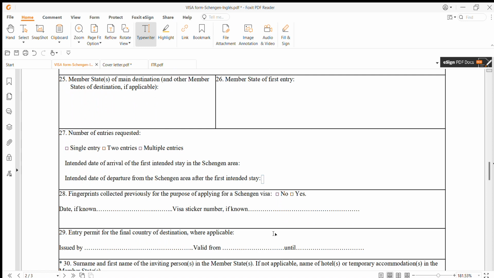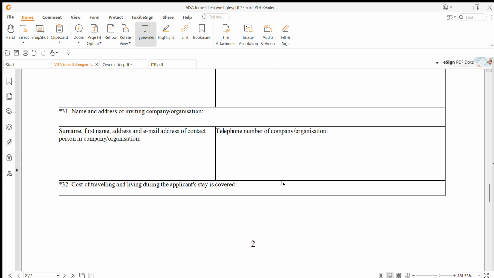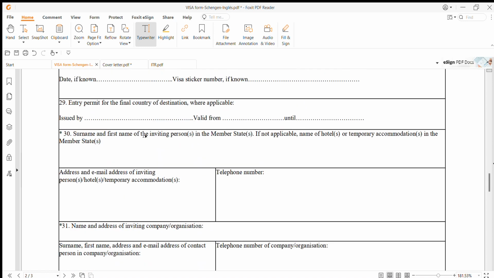Then I came to 30. Okay, surname and the first name of the inviting person. So here, if you know someone from the conference, you can write it.